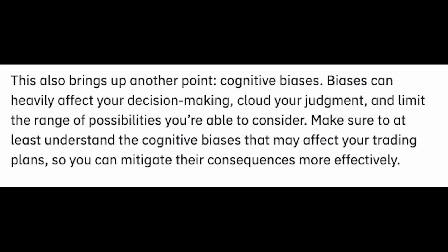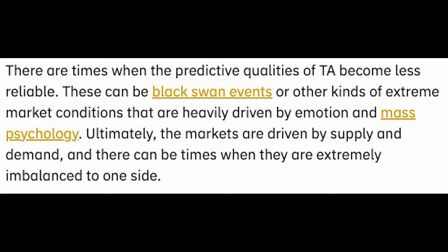Make sure to at least understand the cognitive biases that may affect your trading plans so you can mitigate their consequences more effectively. All right, number 5, ignoring extreme market conditions. Now, there are times when the predictive qualities of TA can become less reliable. These can be black swan events like what we saw in March of 2020, or other kinds of extreme market conditions that are heavily driven by emotion and mass psychology.